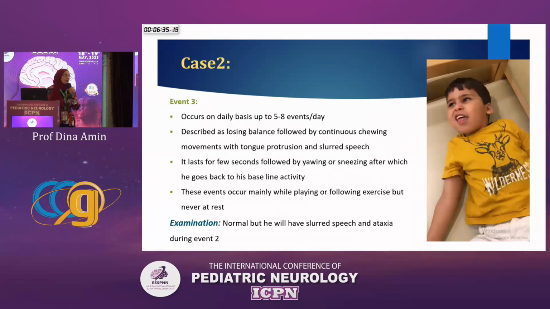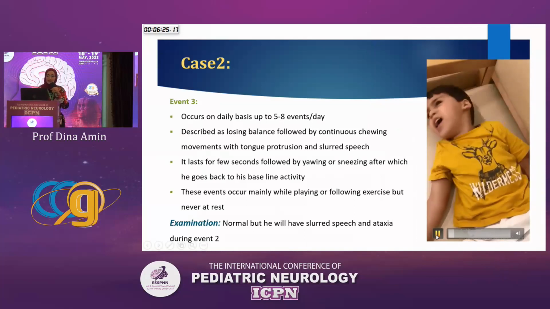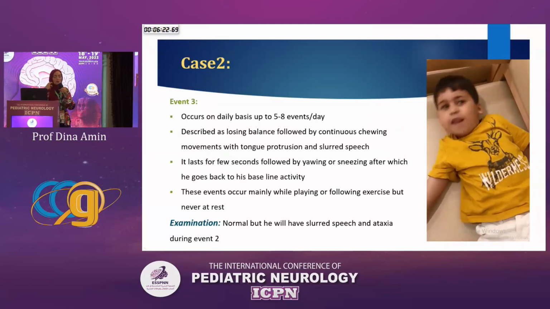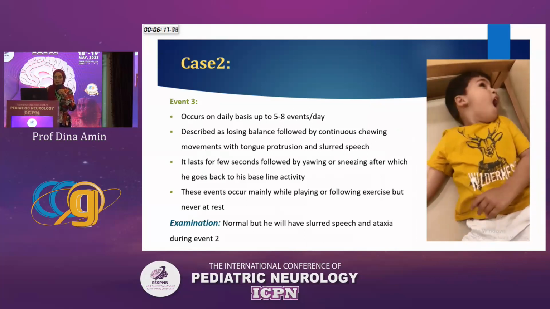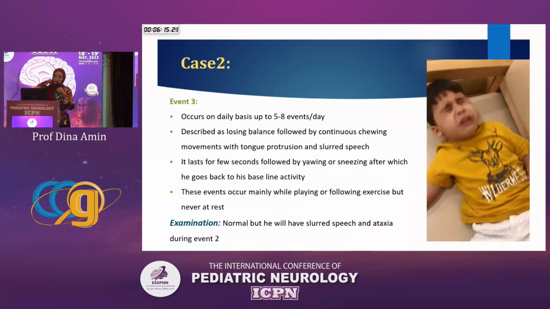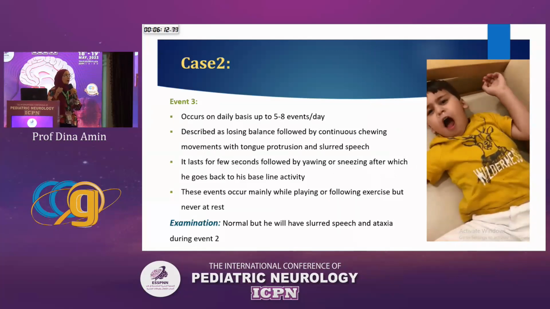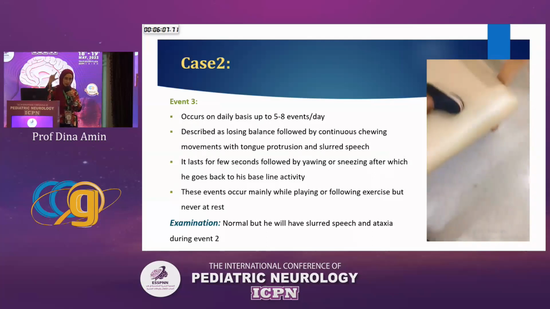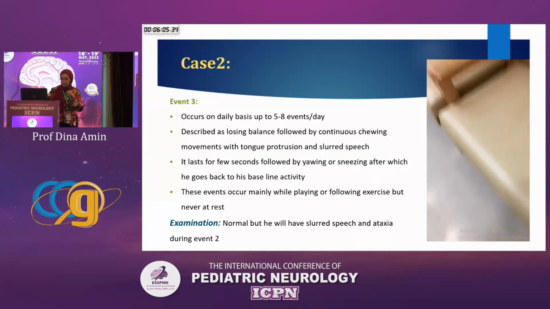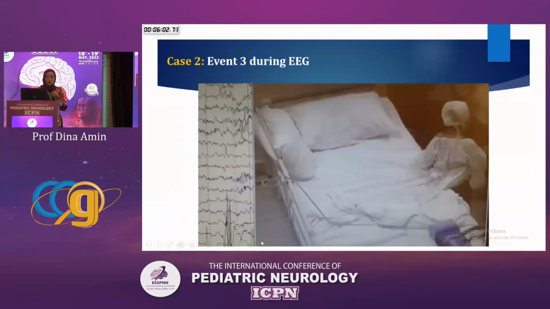The third event is a really very challenging event. So he used to have these daily events that were mostly triggered by movement or exercise, and he would have this at least 8 times per day. He will have these facial movements, these kinetic movements, and it involves the arm as well. I will show it in the next video. And these movements would last for a few minutes, followed by sneezing or yawning, and then it will stop on its own. The examination was normal, apart from the 10 to 15 days where he had the ataxia and the slurred speech.